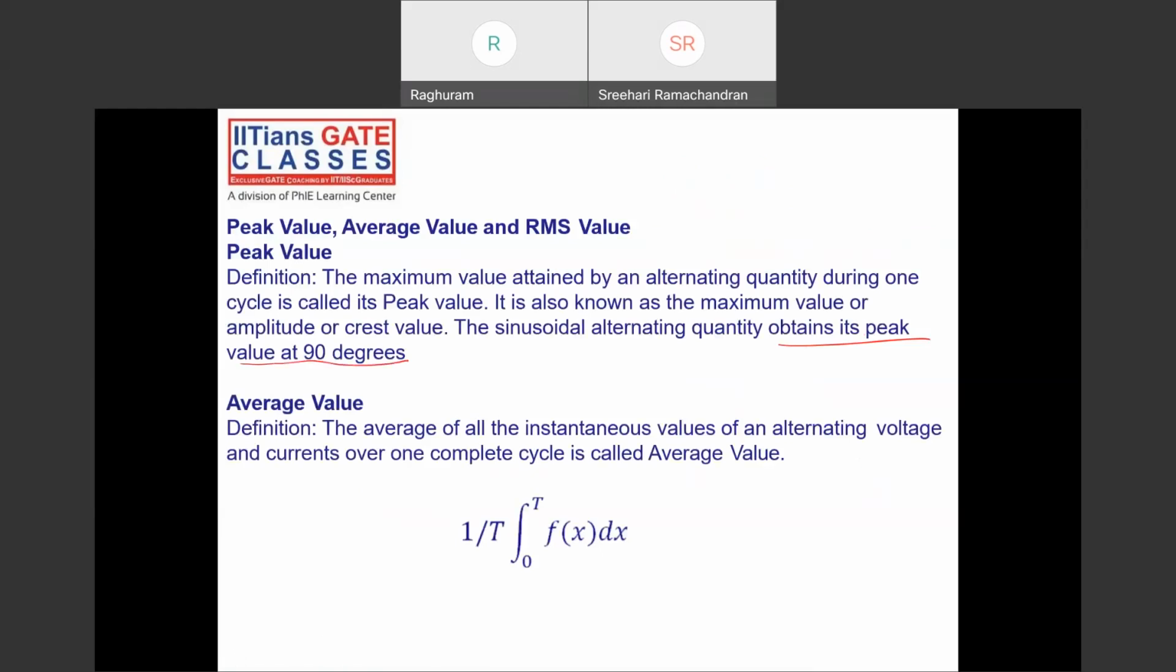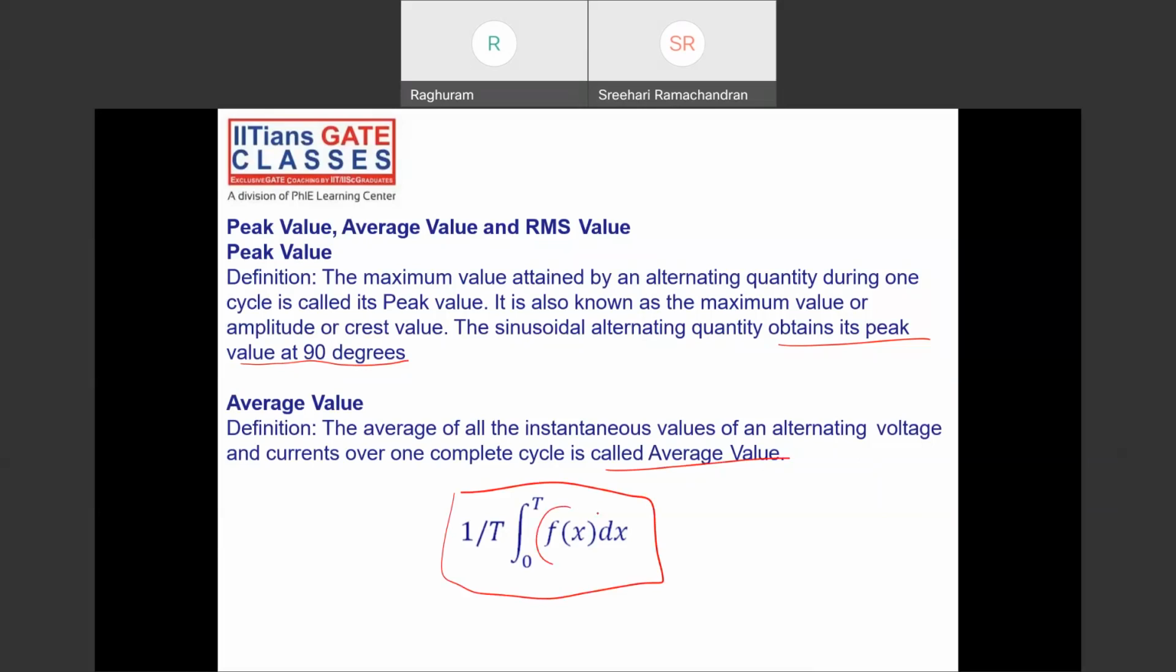Average value definition: the average of all the instantaneous values of an alternating voltage and current over one complete cycle is called the average value. This is 1 by T, integral 0 to T, f of x dx.